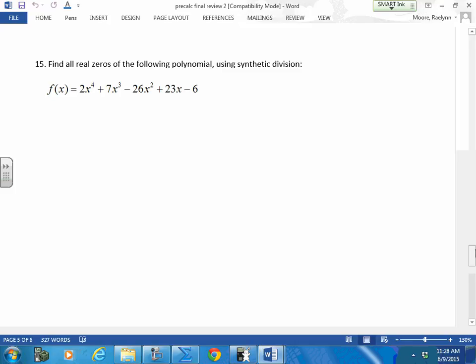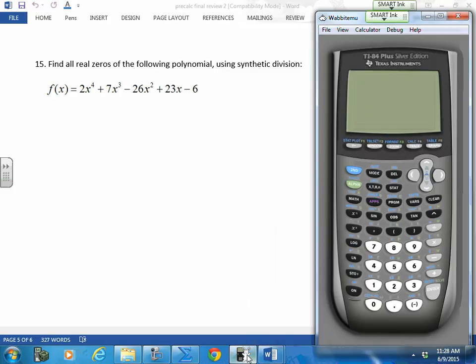How many zeros in this polynomial should you have? What tells me how many zeros you have? The highest exponent. So how many zeros should I have? 4. Now I can't factor this, I can't group this. So the best way to do this is put it in your calculator and look for your zeros.